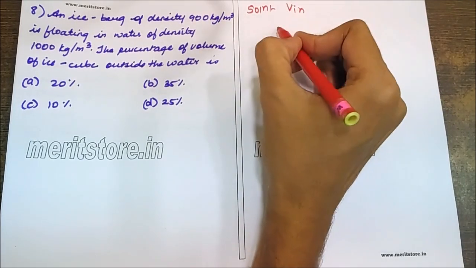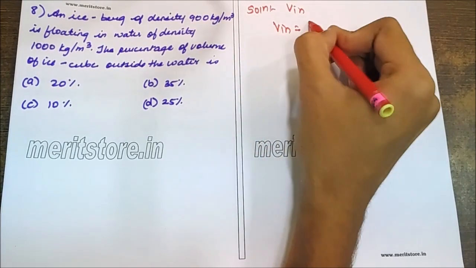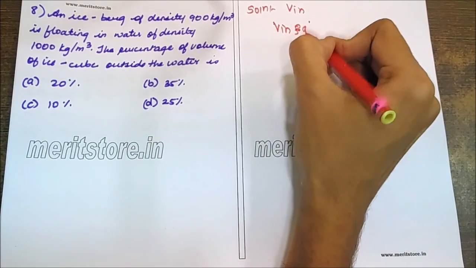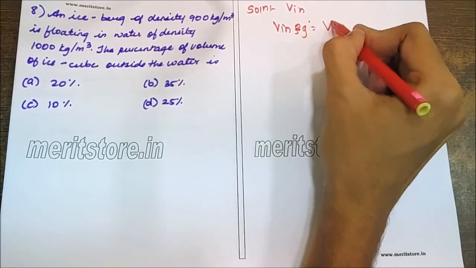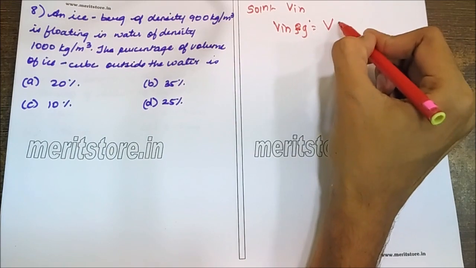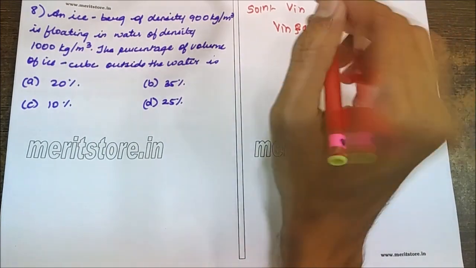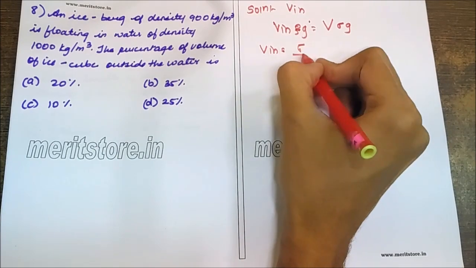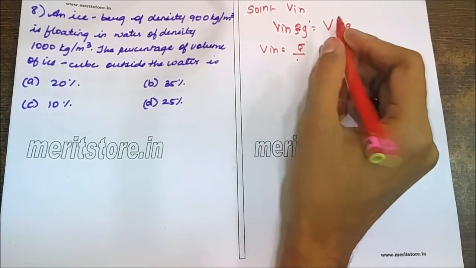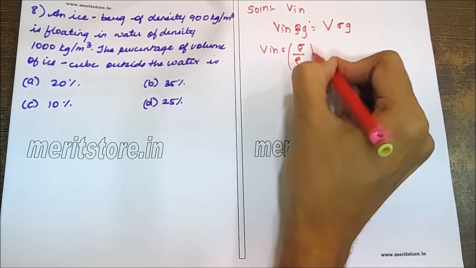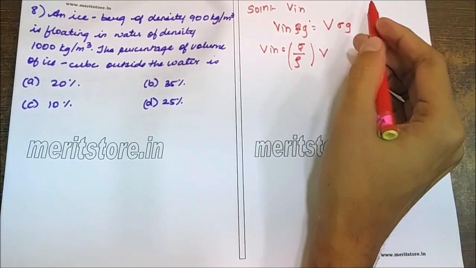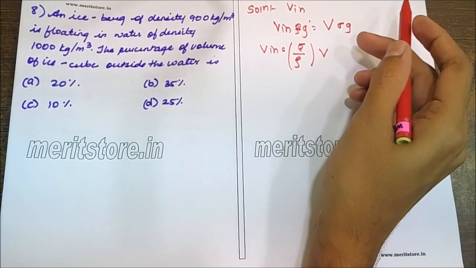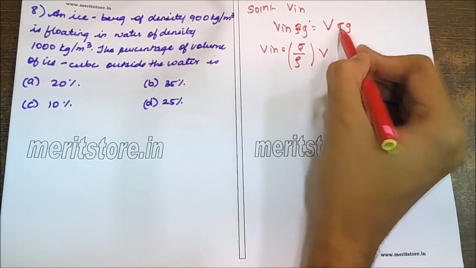In the equilibrium position, V in rho g, that is the volume inside multiplied by the density and gravity, will be equal to V sigma g. That is what gives the volume outside. So the volume inside will be equal to sigma upon rho into V, where sigma is the density and the total volume of the iceberg is V, and rho is the density of water.